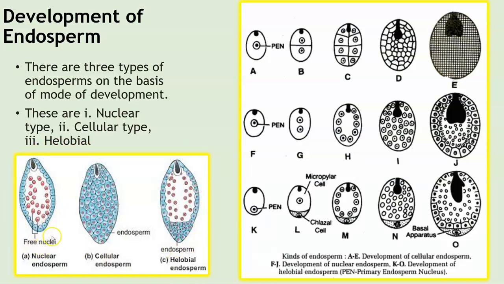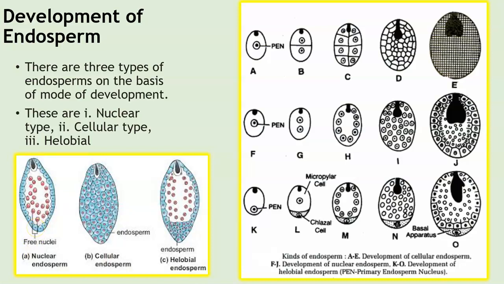This first one is a nuclear endosperm, the second one is the cellular endosperm, and the third one is the helobial endosperm. Let's try to understand what is the difference between these three types of endosperm. To start with the first one, that is the nuclear endosperm. It is the most common type and it is found in 161 angiospermic families.